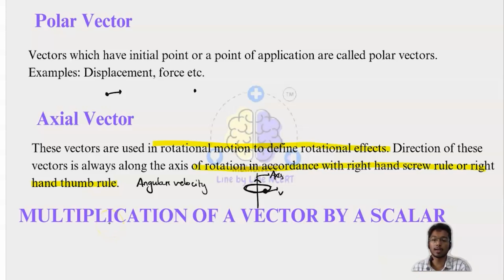Multiplication of a vector by a scalar. When we multiply a vector with a scalar, let's say we are multiplying it with lambda, so lambda into a vector. In this the magnitude of the vector will change but the direction will not change. So the b vector, that is the resultant vector, will be lambda into a vector. So this is how we do multiplication of a vector with a scalar.